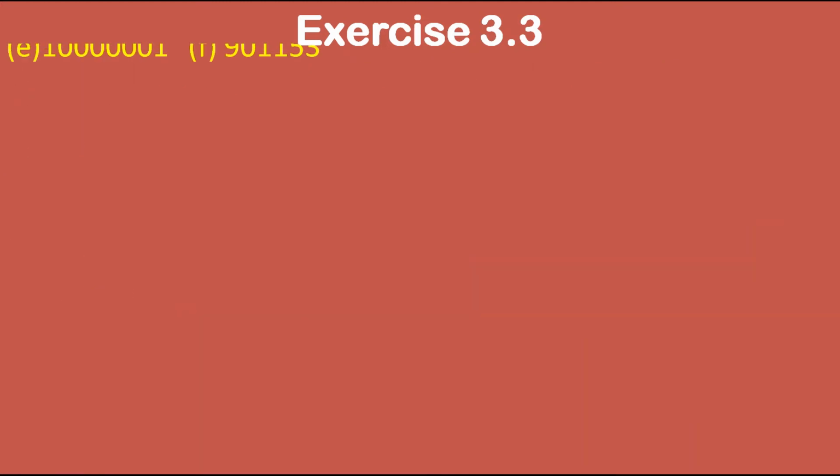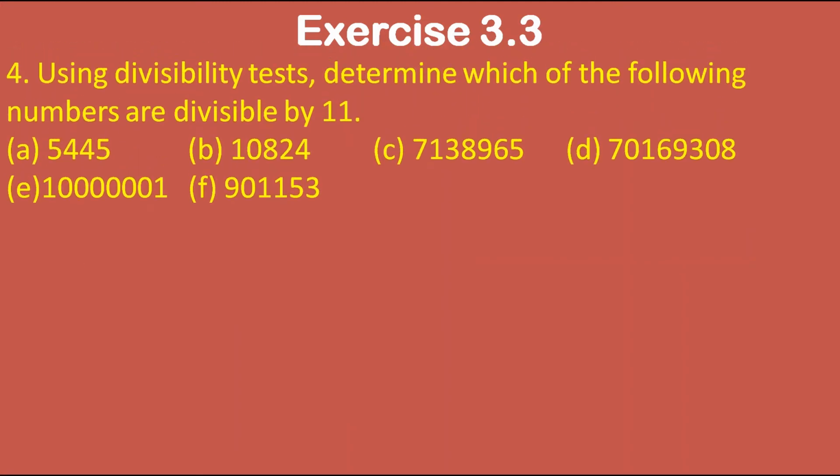That is the 4th one. Using divisibility test, determine which of the following numbers are divisible by 11. Okay. As I have explained in my previous video, the divisibility test for 11 says that we take the sum of the digits present on odd places and the sum of the digits present on even places. First we have to find them, and then we have to find the difference between them. If the difference is 0 or a multiple of 11, then that number is divisible by 11.